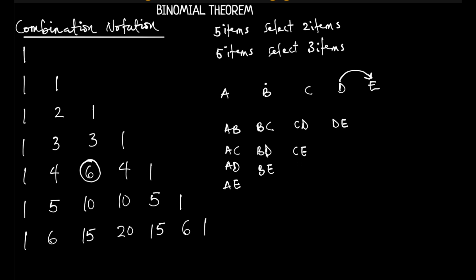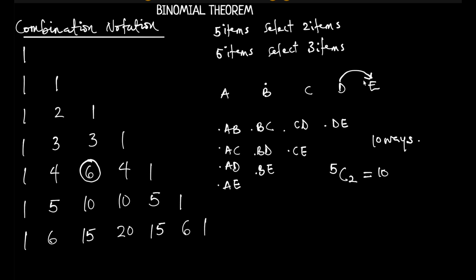If we count this all together, we can see that we have 10 ways: 1, 2, 3, 4, 5, 6, 7, 8, 9, 10. 10 ways. So we write that 5 combination 2 equals 10.